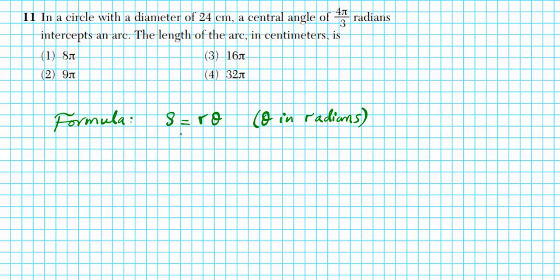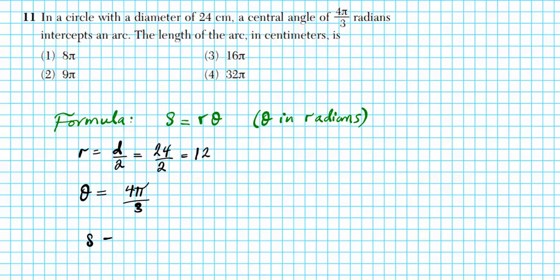Okay? So what you have to be really careful about when solving problems like this is to make sure that you're working with the correct measures. The diameter is provided here, so you do not input that into this formula. The radius is the diameter divided by 2, so we divide 24 by 2. That gives us 12. That's the measure that we're going to be working with. Our angle in radians is 4 pi over 3, and s is what we're looking for.